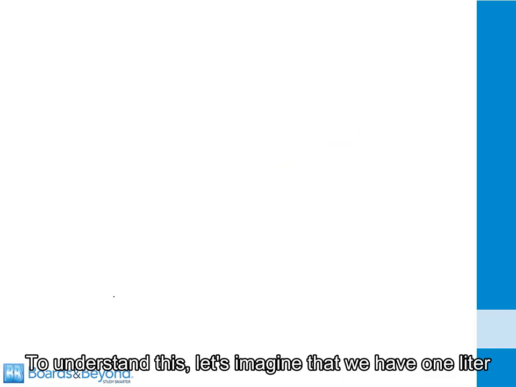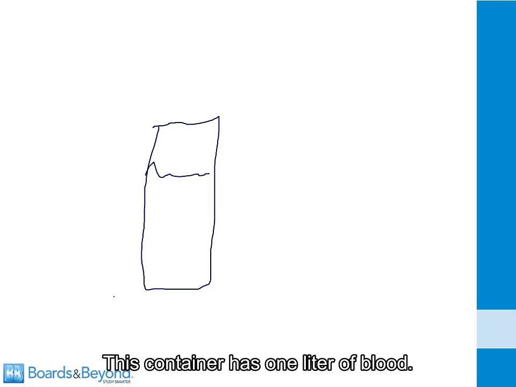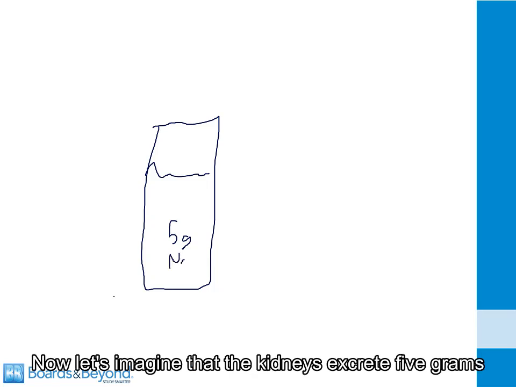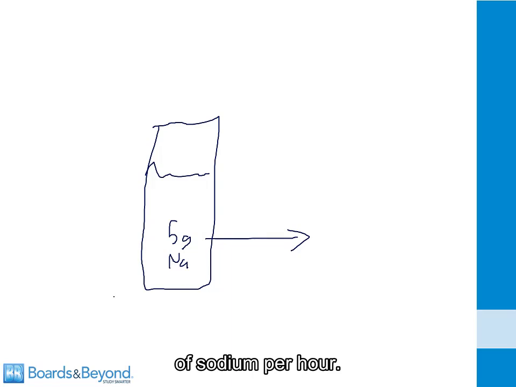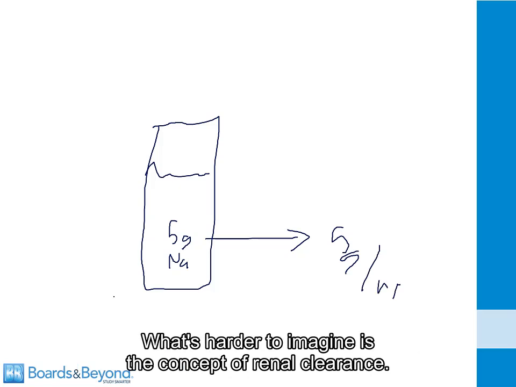To understand this, let's imagine that we have 1 liter of blood inside a container. This container has 1 liter of blood, and within that blood there are 5 grams of sodium. Now let's imagine that the kidneys excrete 5 grams of sodium per hour. Well, it's very easy to imagine that the kidneys are getting rid of 5 grams of sodium per hour. What's harder to imagine is the concept of renal clearance.